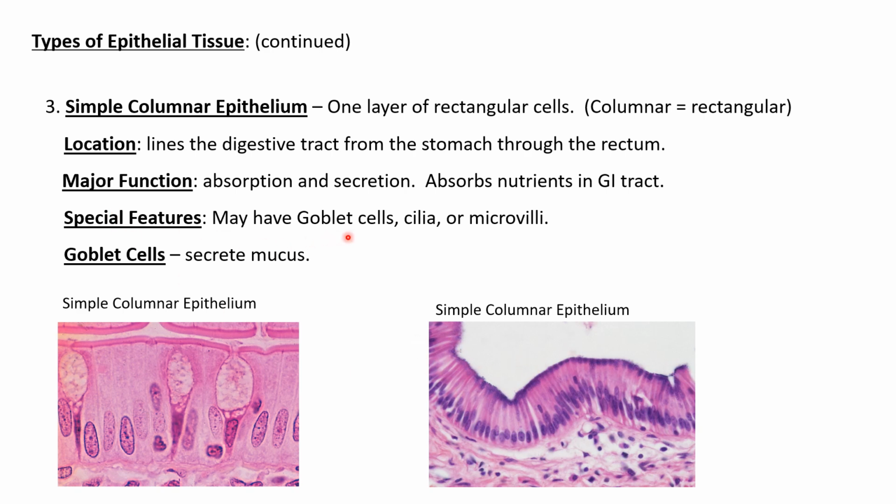So other features, goblet cells secrete mucus. They might also have cilia, which you learned about before. Remember the little hair-like structures that move things? And then microvilli are little finger-like structures that help increase absorption. So simple columnar epithelium, one layer, rectangular cells, and it lines the digestive tract from the stomach through the rectum.